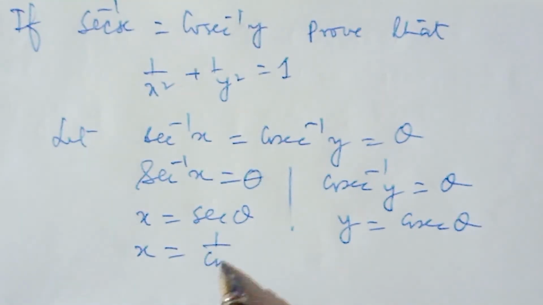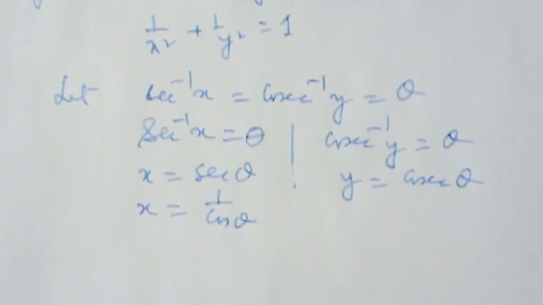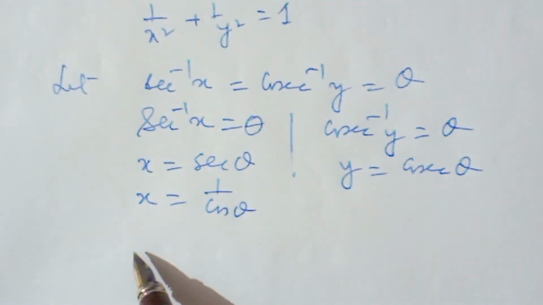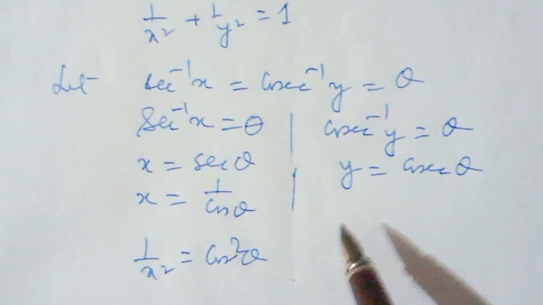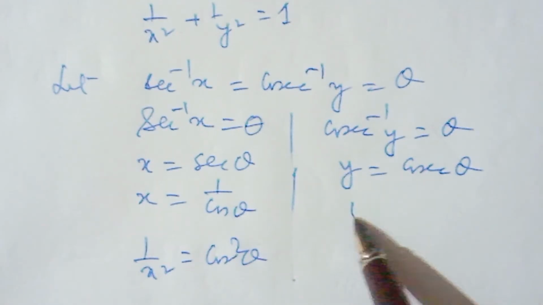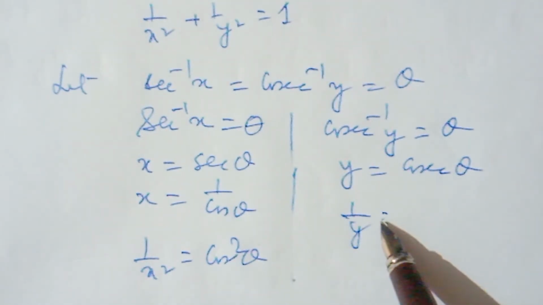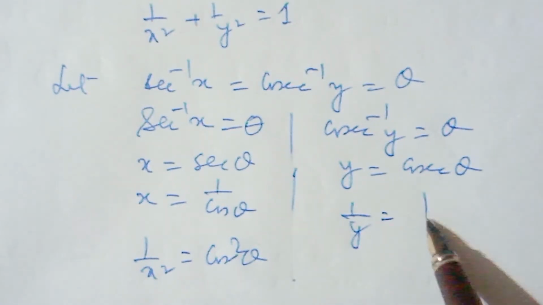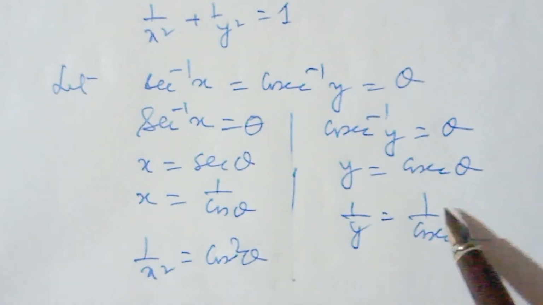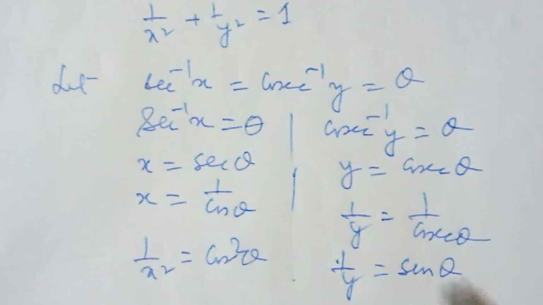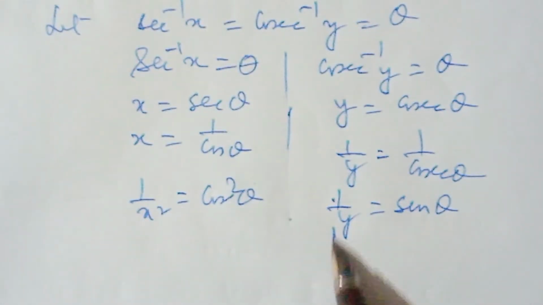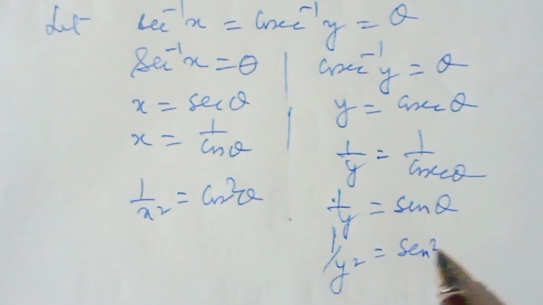So x is equal to 1 by cos theta, and we need x square, so 1 by x square equals cos square theta. And this side, y is equal to cosec theta, or y is equal to 1 by sin theta, that also you can write. So 1 by y equals sine theta. So 1 by y square is equal to sine square theta.